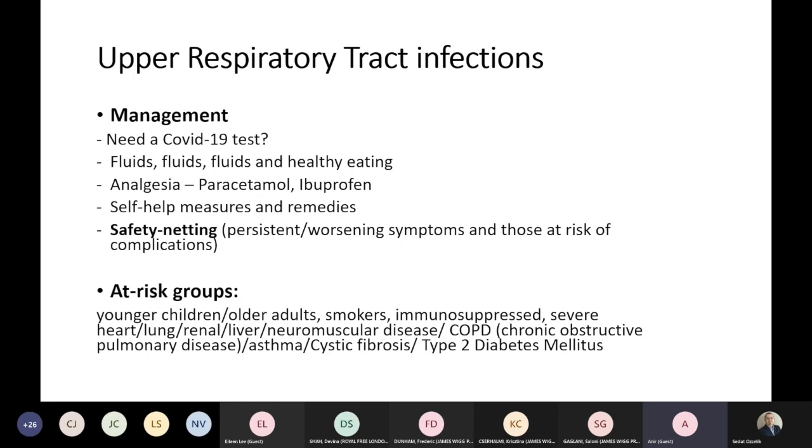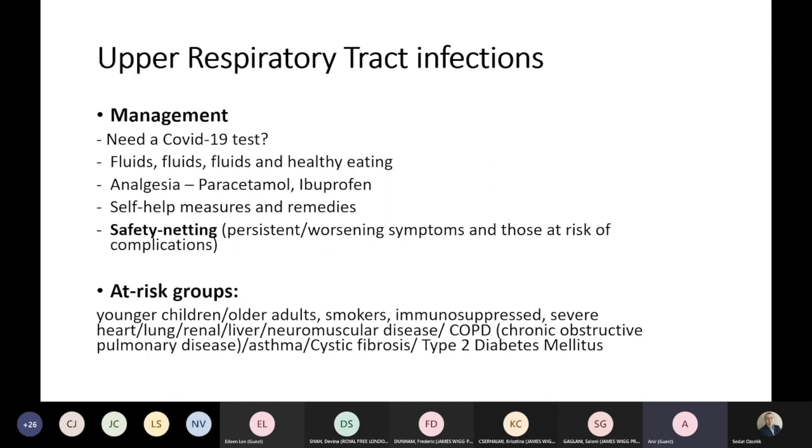So the NICE guidelines actually talk about at-risk groups. Particularly those at extremes of age, so those in the neonatal period or infants, because you might be thinking of other forms of upper respiratory tract infections, such as bronchiolitis, where they may need not just supportive measures, but perhaps even hospitalization, depending on how they present. But also older adults, so adults over the age of 65 who may have an atypical presentation of a pneumonia.